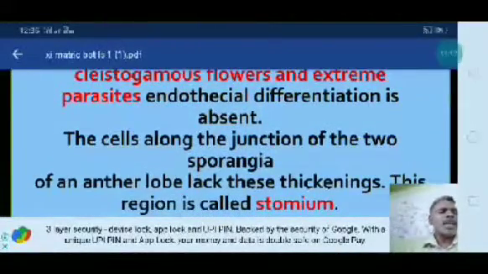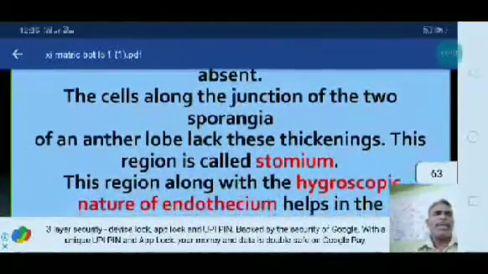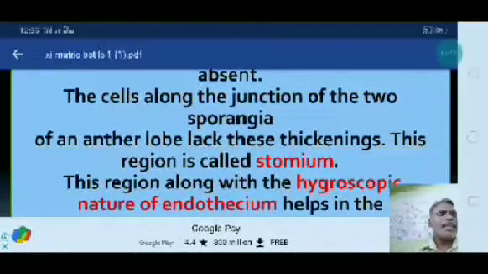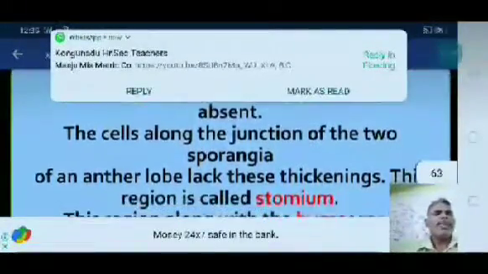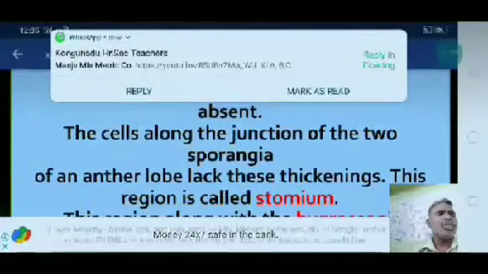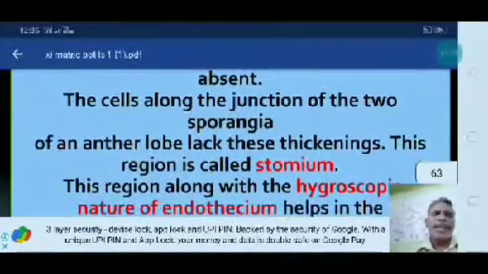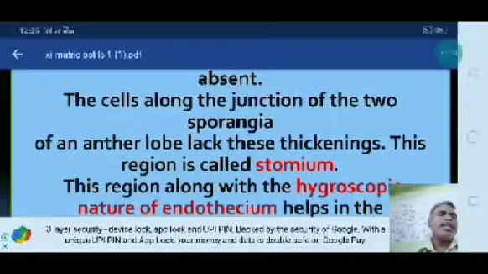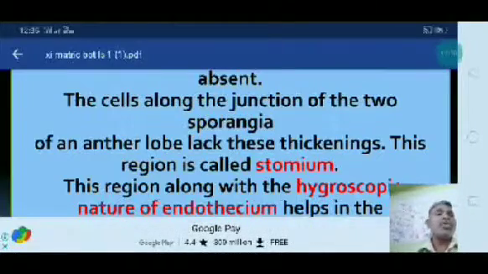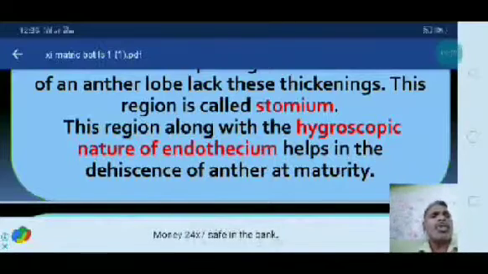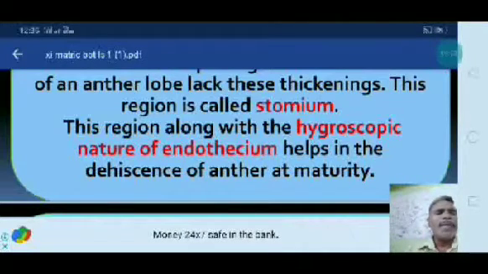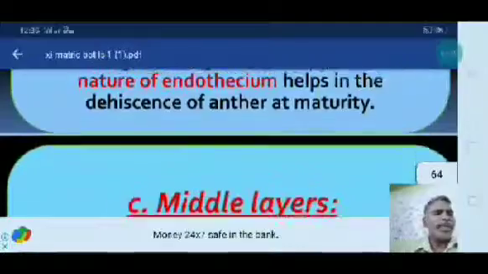The cells along the junction of the two sporangia of an anther lobe lack these thickenings. This region is called the stomium. Which one is the stomium? This region, along with the hygroscopic nature of the endothecium, helps in the dehiscence of the anther at maturity.